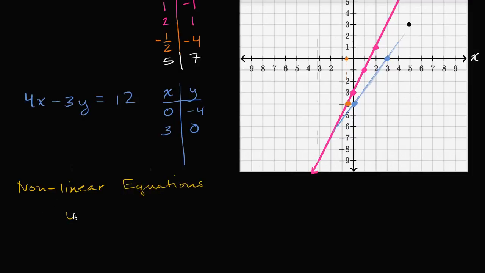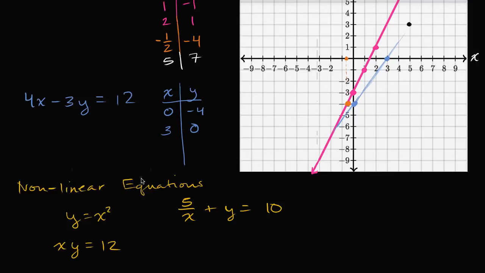Those could include something like y is equal to x squared. If you graph this, you will see that it is going to be a curve. It could be something like x times y is equal to 12. This is also not going to be a line. Or it could be something like 5 over x plus y is equal to 10. This also is not going to be a line. At some point, I encourage you to try to graph these things. These are actually quite interesting.